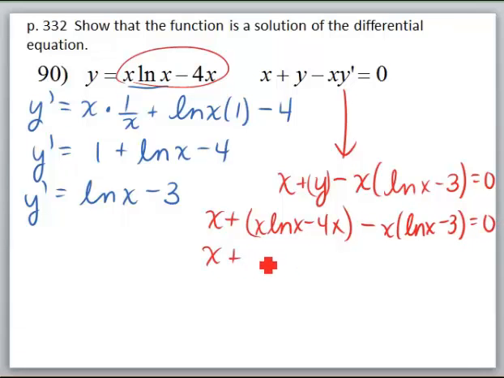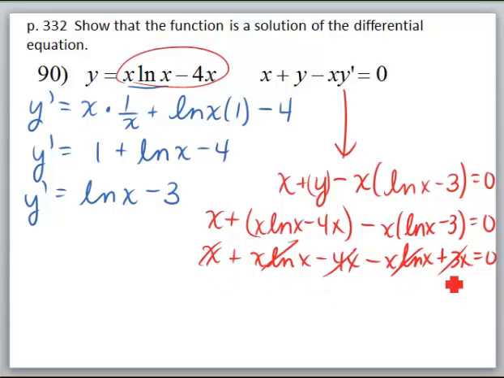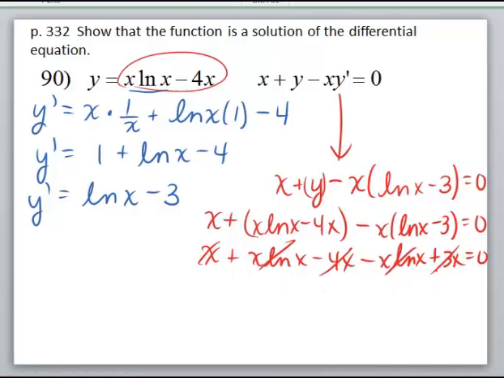So is this a true statement? Well, I'll have to distribute my negative through and my x, so I get a negative x ln x plus a 3x. Notice that everything cancels out. So as I said, everything did just cancel out. If you see I had a 1, had a negative 4, that would give me a negative 3 plus a 3. That's 0. And then an x and a negative x, which gives me 0. So this is the solution to this differential equation.